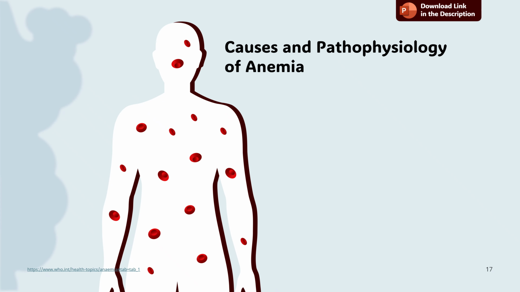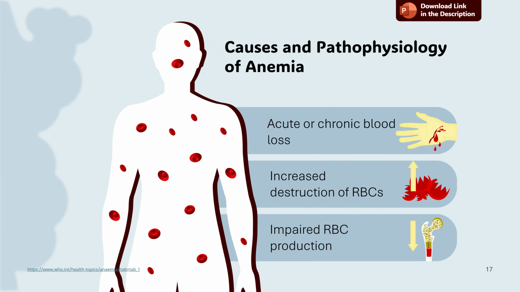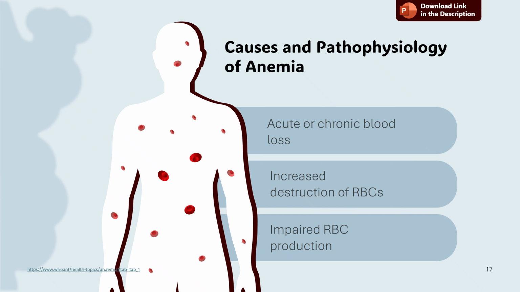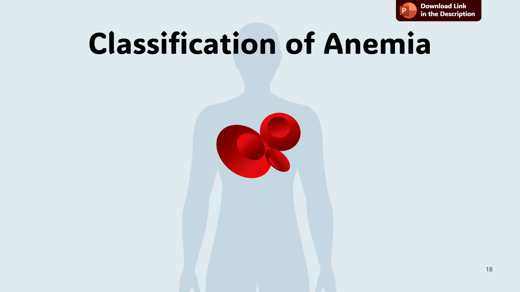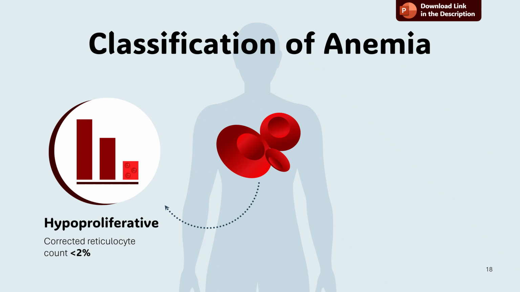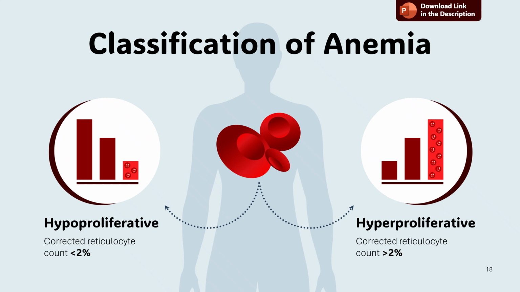3 primary mechanisms can cause anemia: acute or chronic blood loss, increased red blood cell destruction, as seen in hemolytic disorders like sickle cell disease, and impaired RBC production, which occurs in nutritional deficiencies or bone marrow failure. Each pathway disrupts oxygen delivery uniquely, leading to anemia. Reticulocyte count splits anemia into hypoproliferative, that is less than 2%, poor production, and hyperproliferative, that is more than 2%, active response.